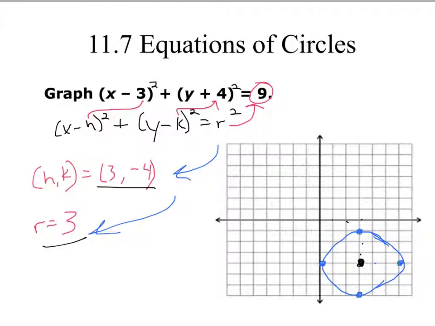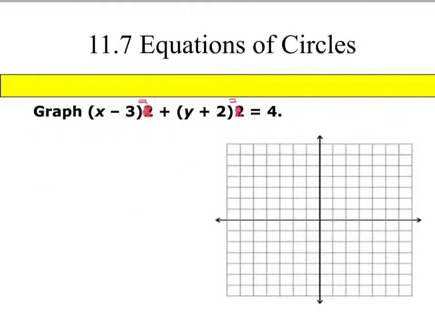Ready? Your turn. Here we go. We have (x - 3)² + (y + 2)² = 4. I want you to figure out what your center is. I want you to figure out what your radius is, and then I want you to graph it. Give it a shot. Pause.